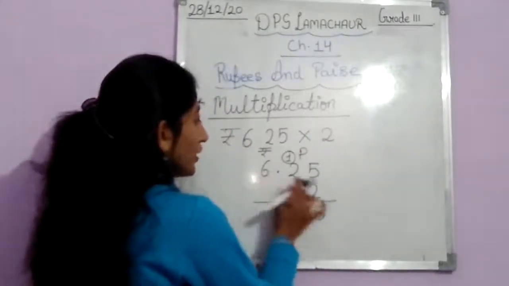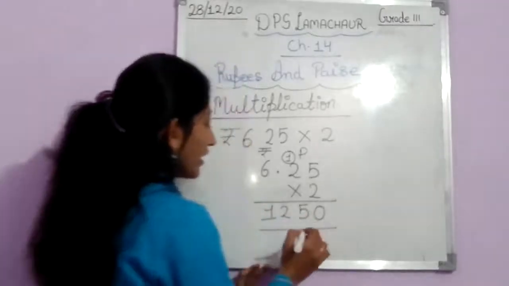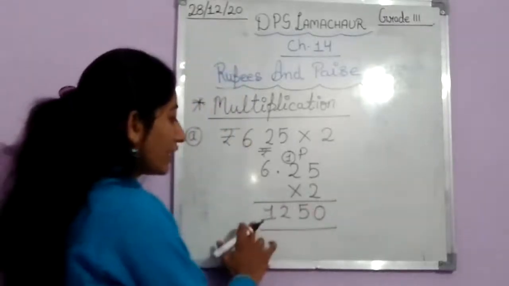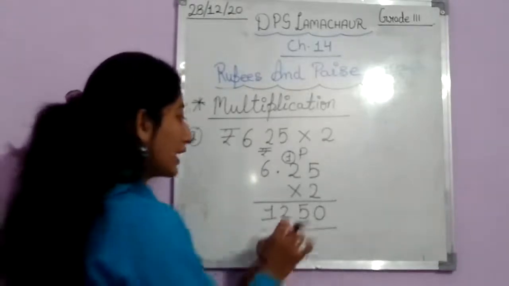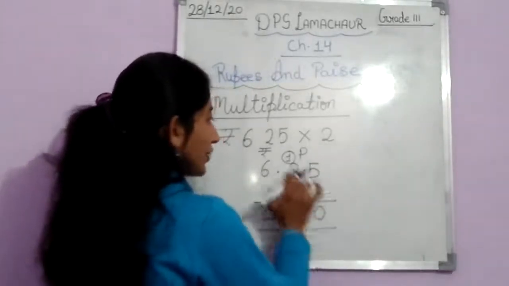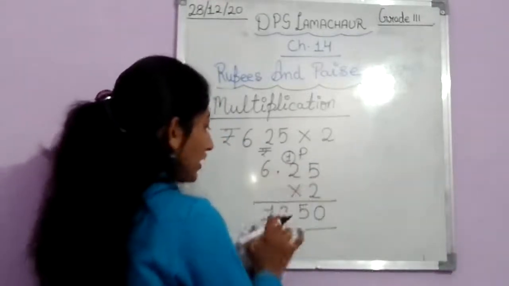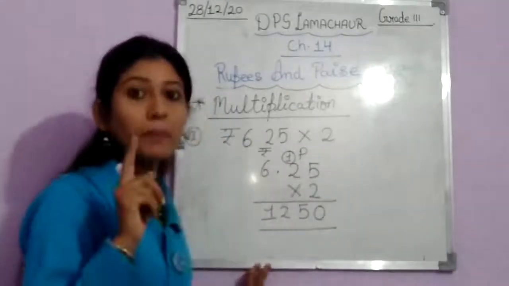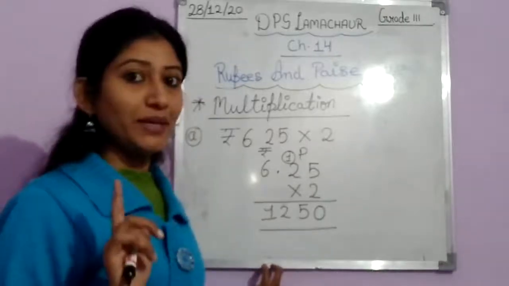Then this is 2 into 6, 2 6s are 12. Okay, simply what answer are we getting? 1250. What did we do? Simply multiply. 2 5s are 10, 0 and 1 carry. 2 2s are 4 plus 1 is 5, and 6 2s are 12. Simply we have written, but this is not complete multiplication.